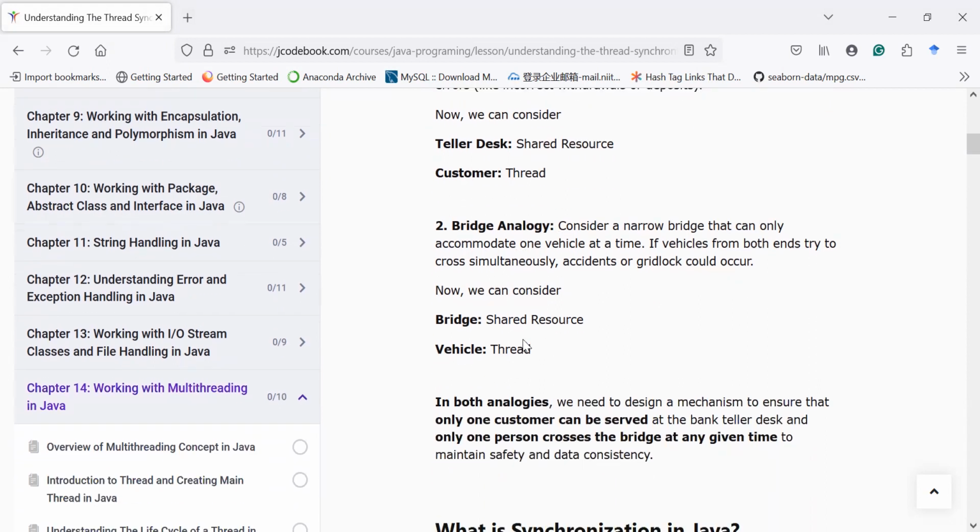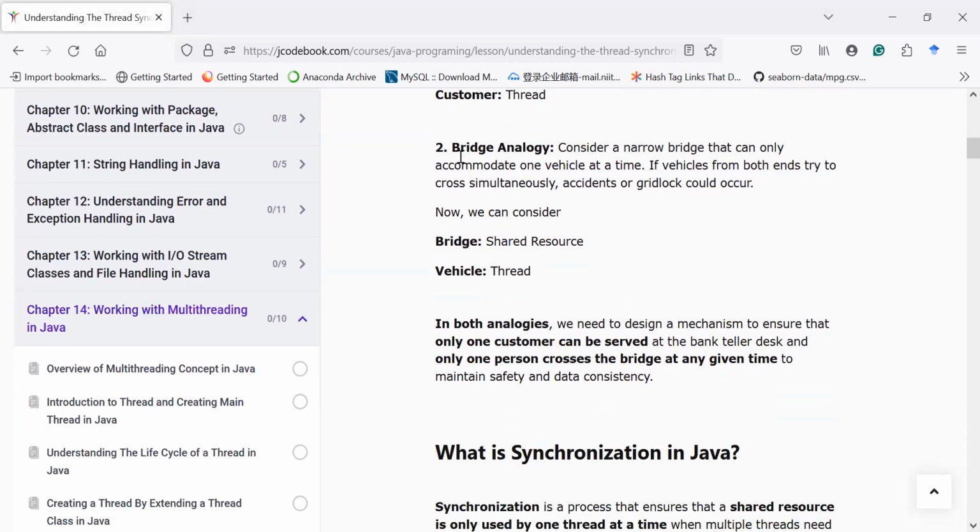Let us understand with the help of a different problem statement. Here we are taking a bridge analogy. For example, consider a narrow bridge that can only accommodate one vehicle at a time. If multiple vehicles from both ends try to cross simultaneously, there may be an accident or gridlock, right? Or due to that your bridge may collapse. So in that case, your bridge is the shared resource and your vehicles are threads.